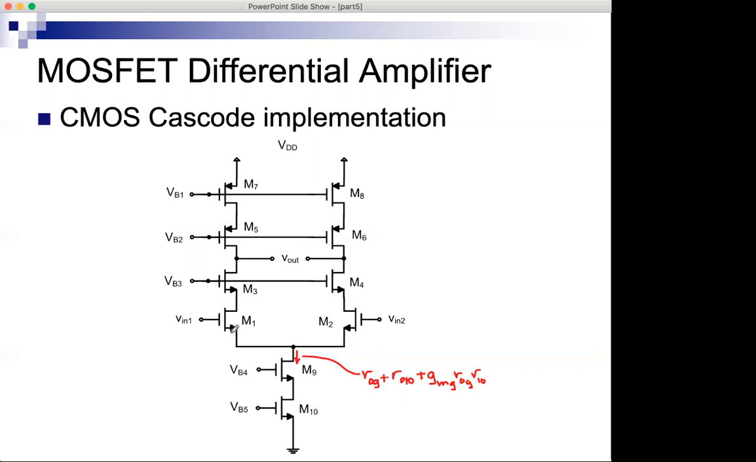Okay, let's go back to our differential pair. And in the previous circuit, the outputs were taken from the drain of M1 and the drain of M2.